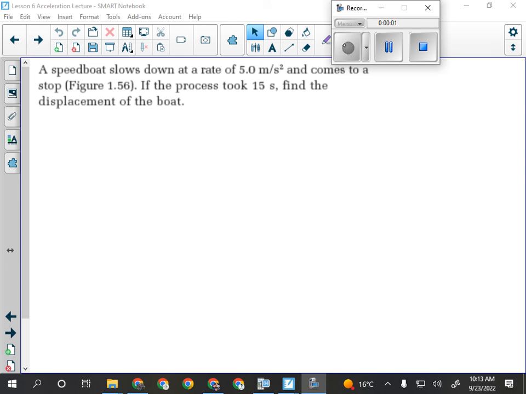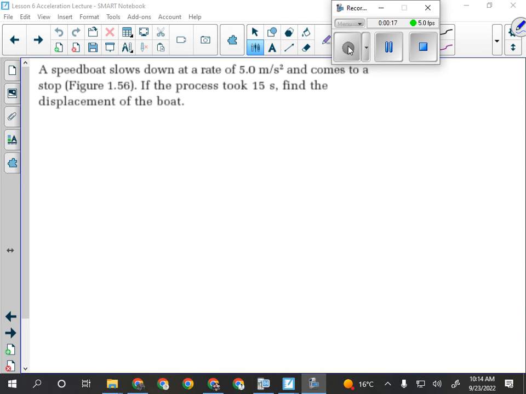Okay, so continuing on from yesterday, we still have two acceleration formulas to get through. I'd like you to write this question down, and we will go through it together in just a sec. Let's have a look at what our givens are for this problem.